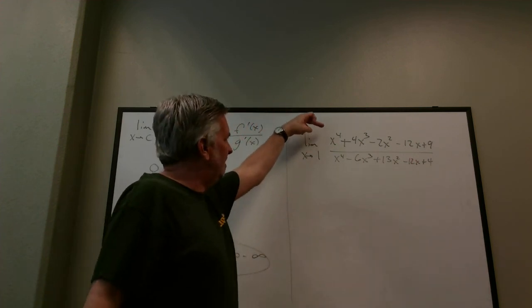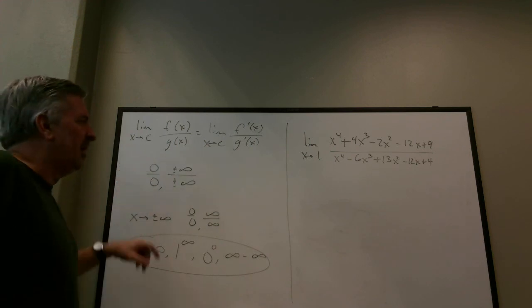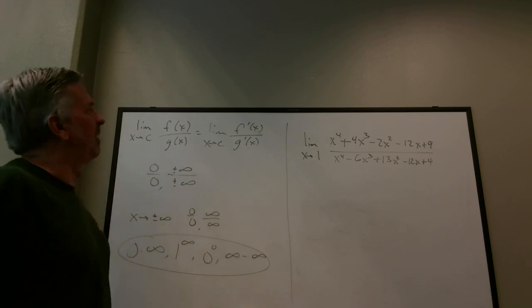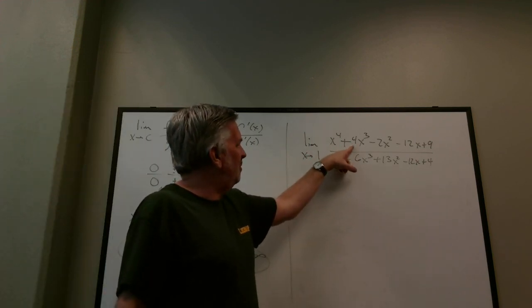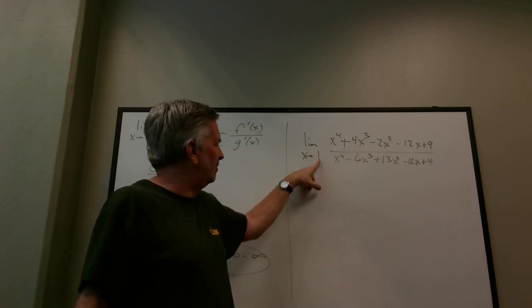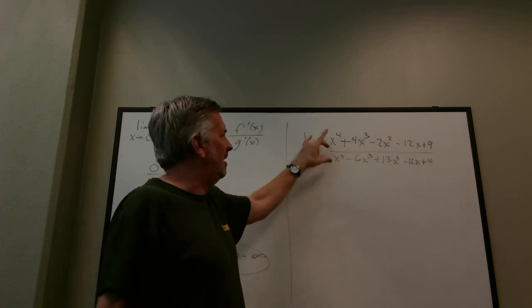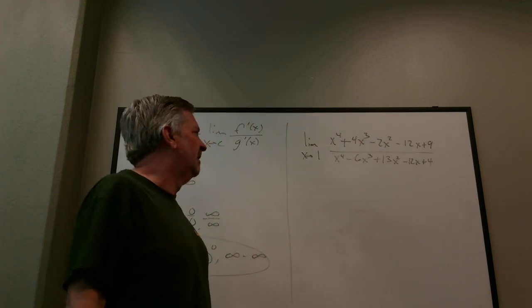So notice, I got a 0 for that limit, a 0 for that limit. That's a 0 over 0 form. Now remember what you did in Calc 1. When you plug a constant into a polynomial and get 0, that means x minus that number is a factor. So I can factor an x minus 1 out of the numerator and x minus 1 out of the denominator and cancel and try again.